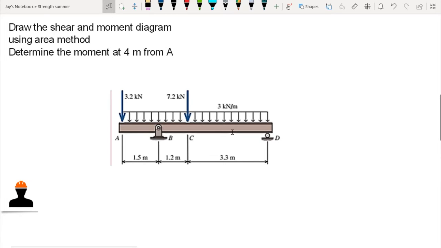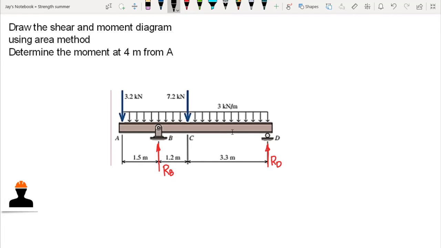So we have 2 reactions here. We have the reactions at B and D, but in B here we have vertical reactions. It is hinged, so therefore we should have a horizontal reaction, but take note, in our beam we do not have horizontal forces, so let that be equal to 0. Now for D, that's roller, so we have vertical reaction, let that be as RD.